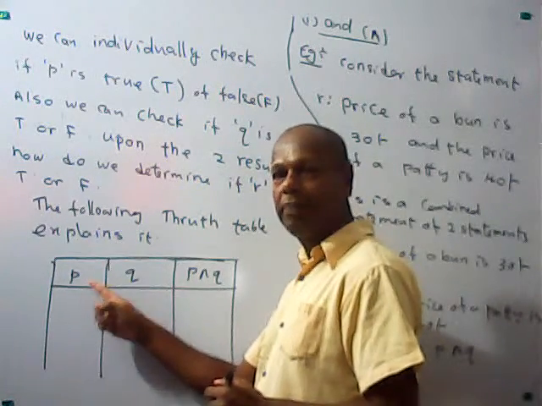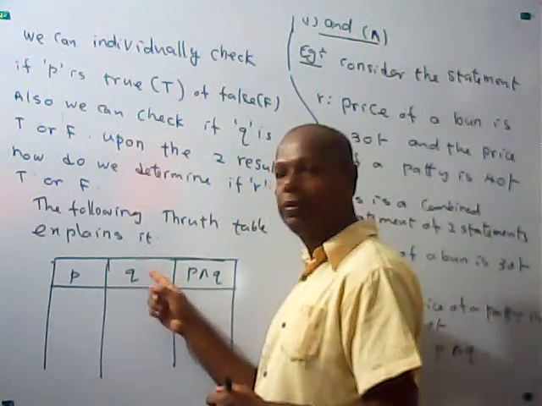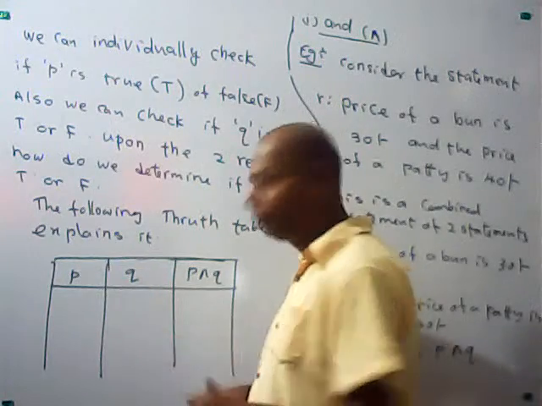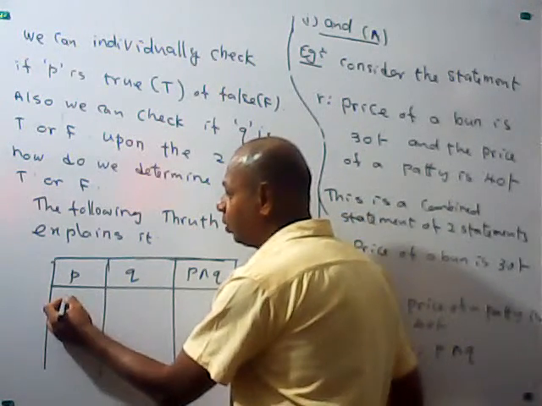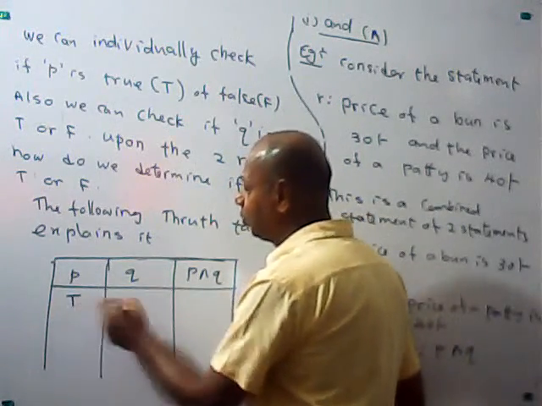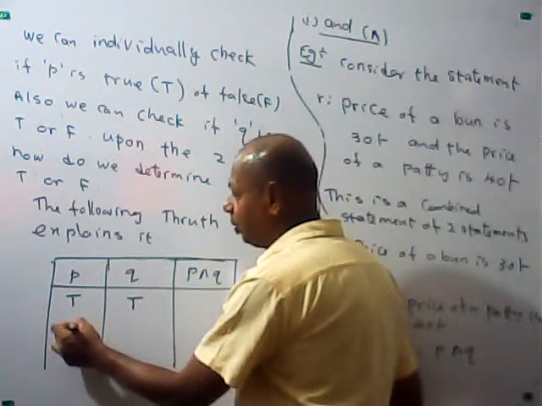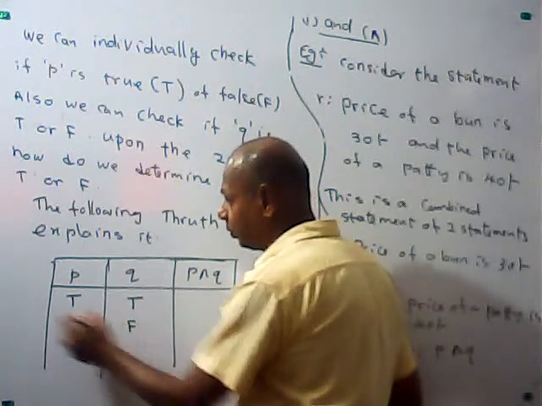Okay, so you check the validity of P, it can be true or false. You check the validity of Q, it can be true or false, right? So these are all the possibilities. P is true, Q is true; P is true, Q is false.